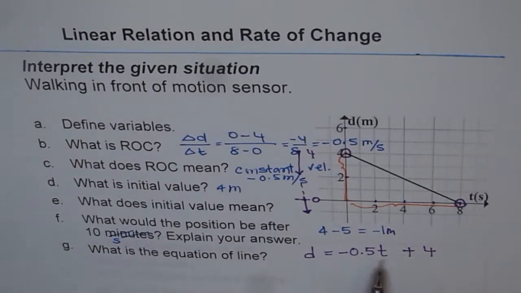In this equation also, if you substitute 10, you will get the answer. 10 times 0.5 is 5 with a minus, which is minus 5 plus 4, right? Minus 5 plus 4 is minus 1 meters. So that is also how you can get the answer, correct?